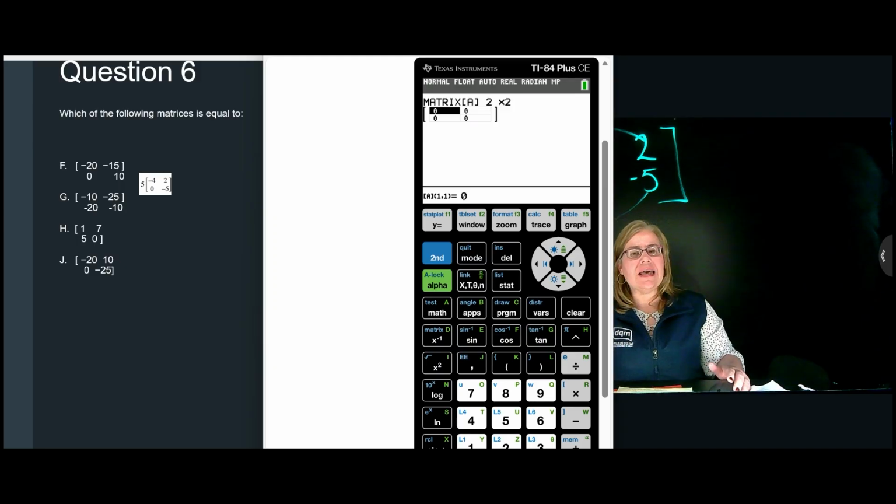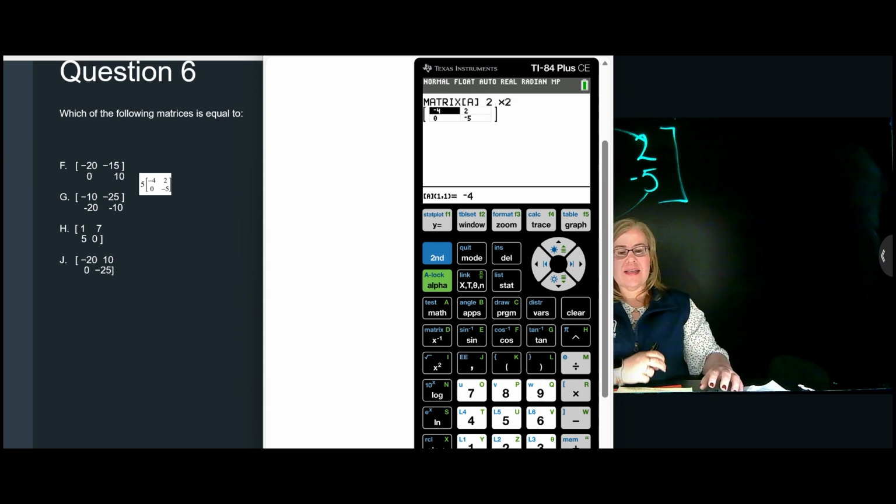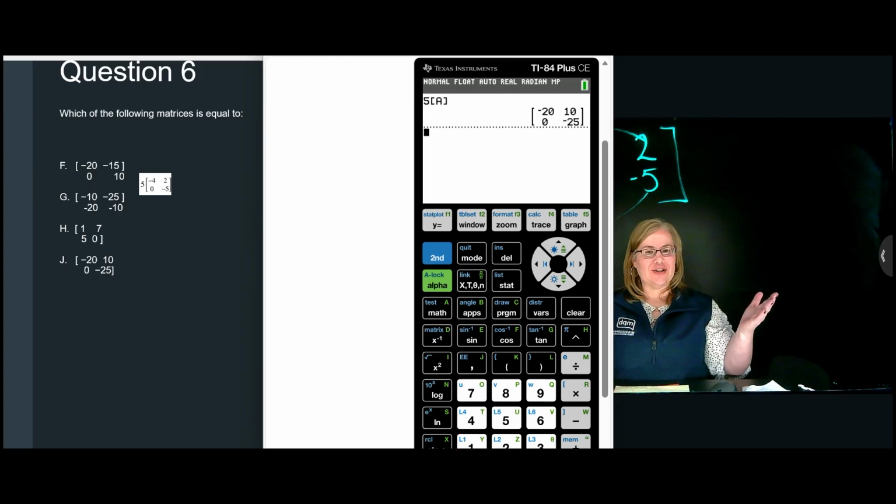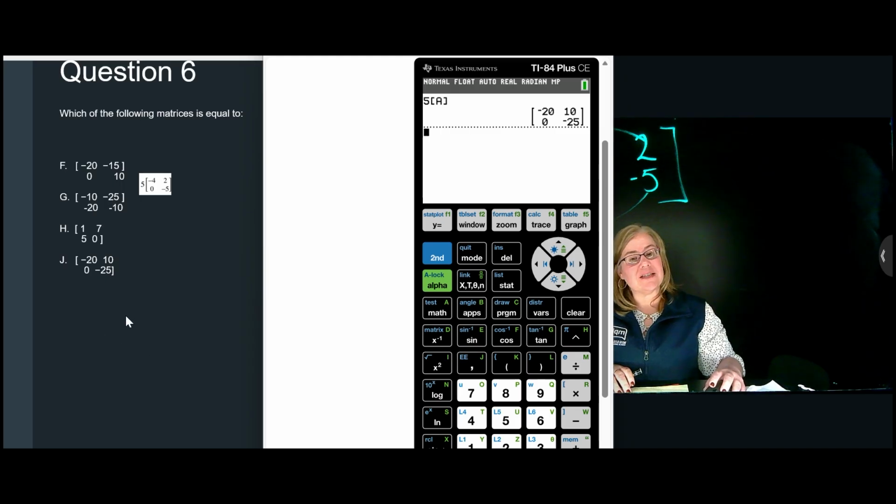Then I start putting in all of the elements of this matrix. So I've got -4, enter, 2, enter, 0, enter, -5, enter. I've put in all of my elements of this matrix. So let's go back out to the calculator portion and put that in. I'm going to do second quit. Now it has 5 times this matrix, so I'm going to put 5. I'm going to go back to my matrix, hit the number 1, and press enter. And there's your answer. And obviously, my answer is going to be J.